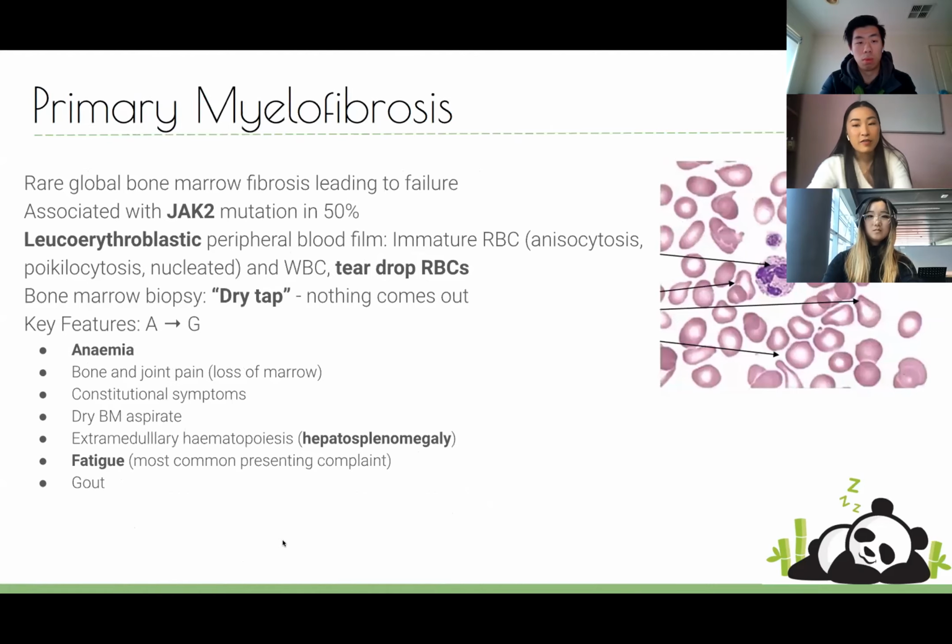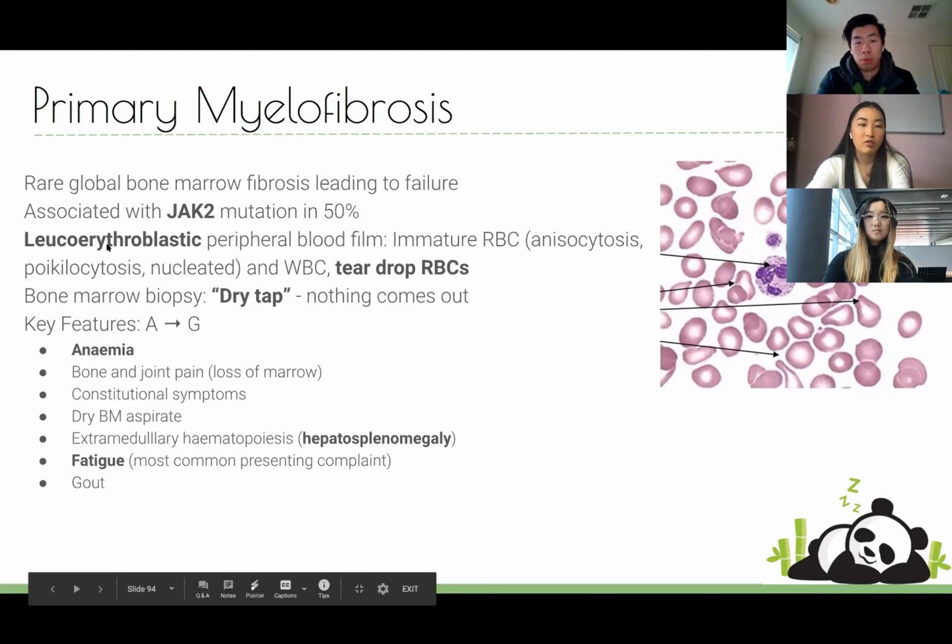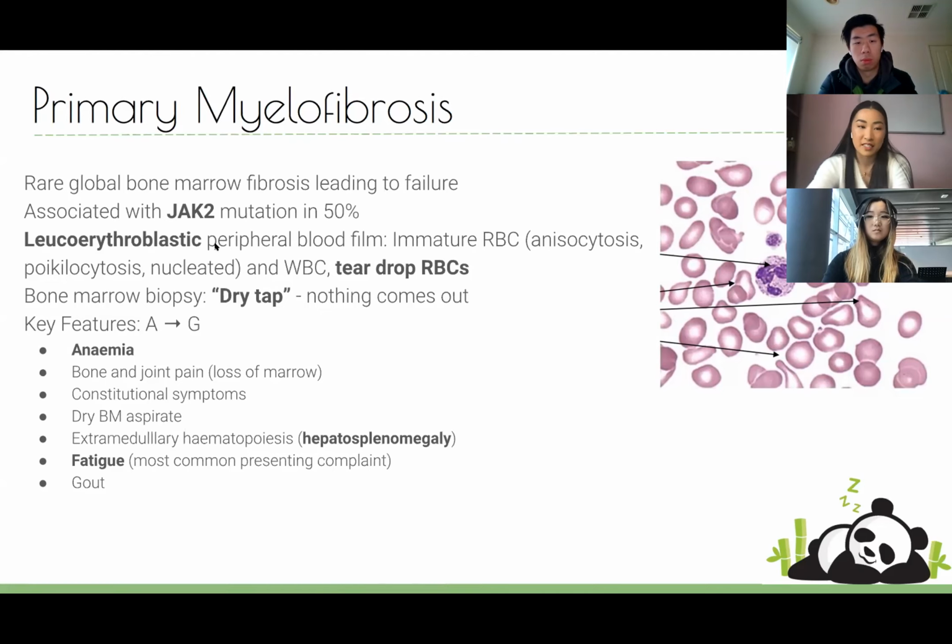And then lucky last, if everything is messed up, it's primary myelofibrosis. This is bone marrow fibrosis leading to failure everywhere. It's associated with JAK2 again, and the keywords are a leukoerythroblastic peripheral blood film. That means leuko and erythroblastic, so immature white cells and immature red blood cells. Immature white cells, we already know what they look like, the big blasts. The immature red blood cells have abnormal shape and abnormal size, so that's anisocytosis and poikilocytosis. And the other one is teardrop red blood cells.